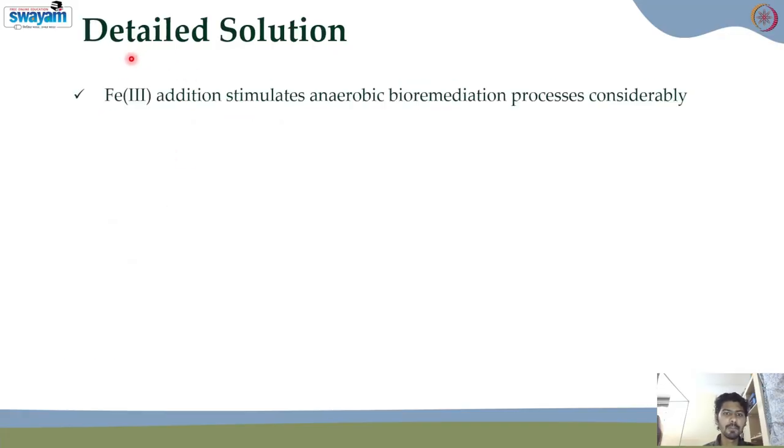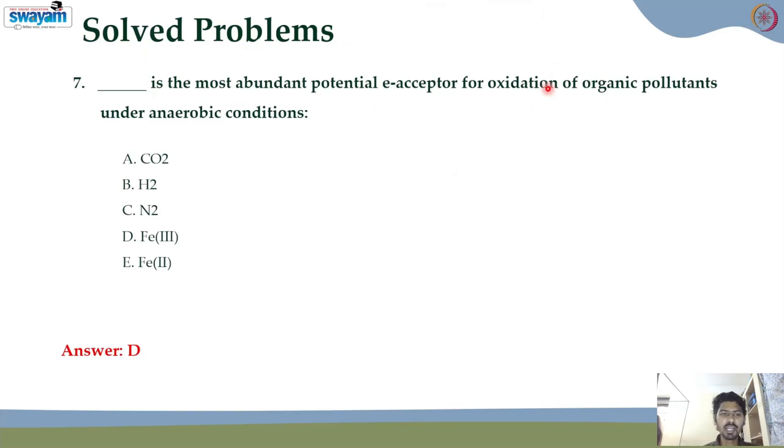Why is it so? Because Fe3 addition stimulates the anaerobic bioremediation process considerably when compared to other electron acceptors. And if you see CO2, the option A, it is an end product of the anaerobic process, right? If you see the thermodynamic progress of electron acceptors, you will observe CO2 is the last electron acceptor. And in case of H2, it is a common electron donor observed in the anaerobic condition. So it is not an electron acceptor.